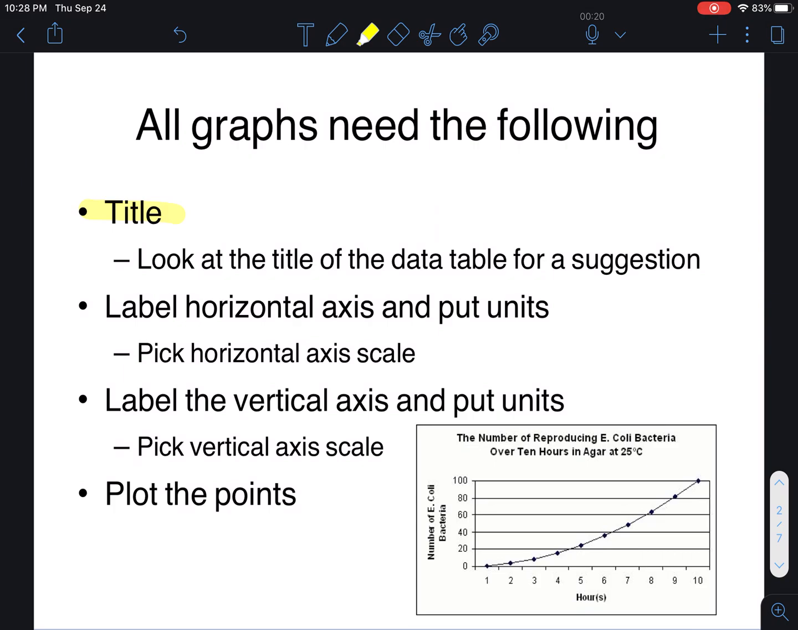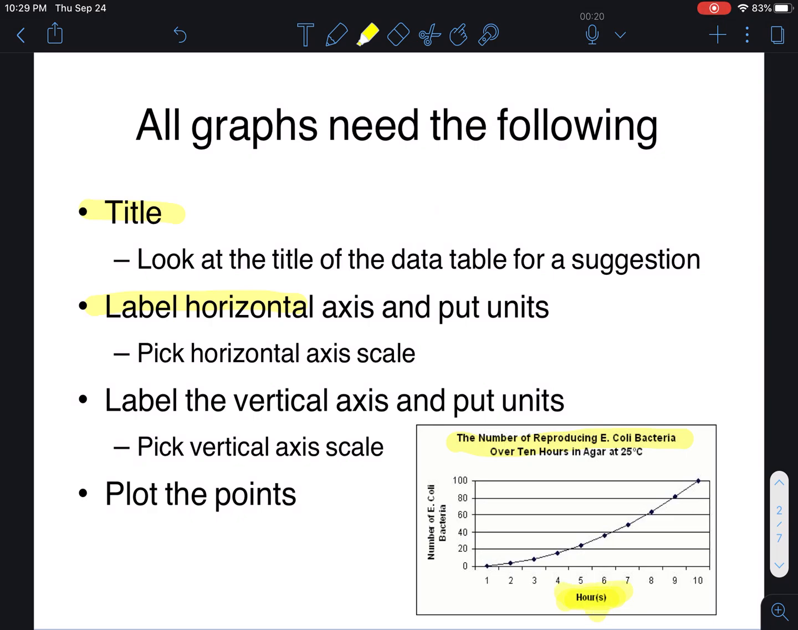So for this little graph here in the bottom right-hand corner, you have the title, the number of reproducing E. coli bacteria over 10 hours in agar at 25 degrees Celsius. So you need to label your horizontal axis and make sure you put your units. Your horizontal axis is the one on the bottom. Remember, horizontal, like the horizon, is flat. So this is the section down on the bottom.